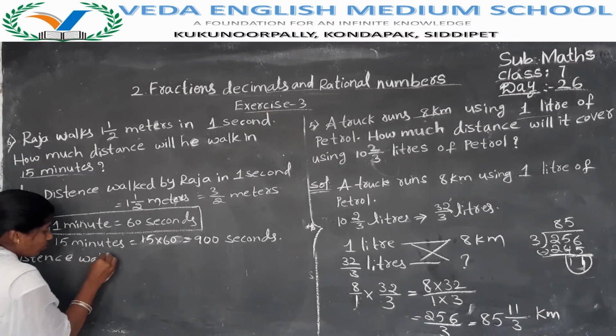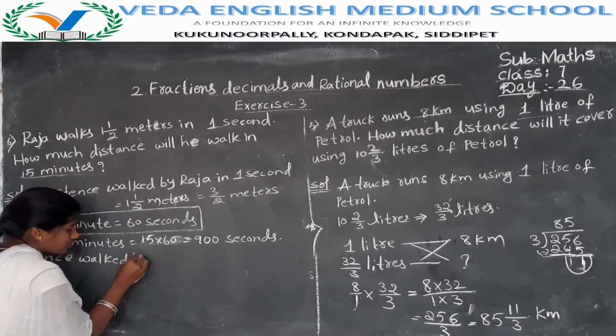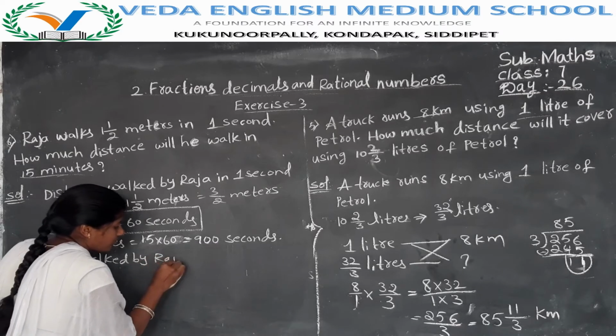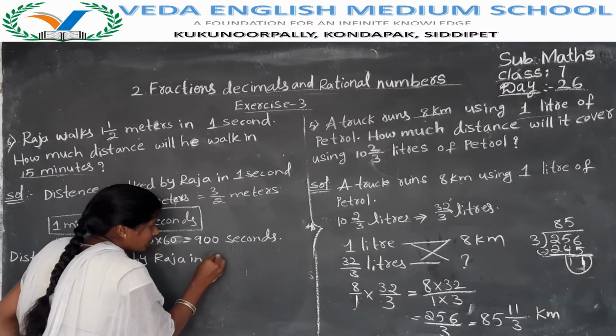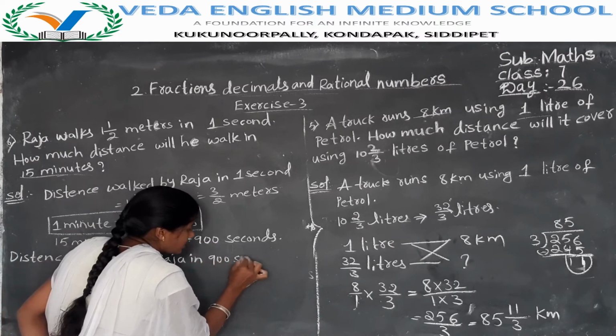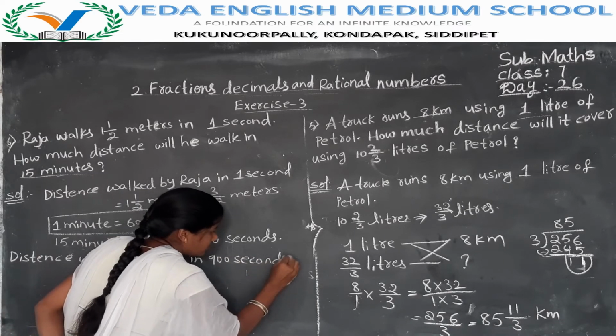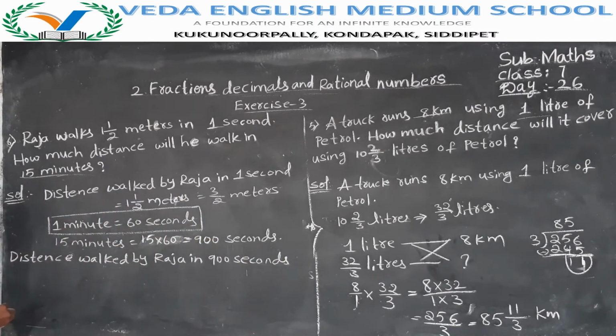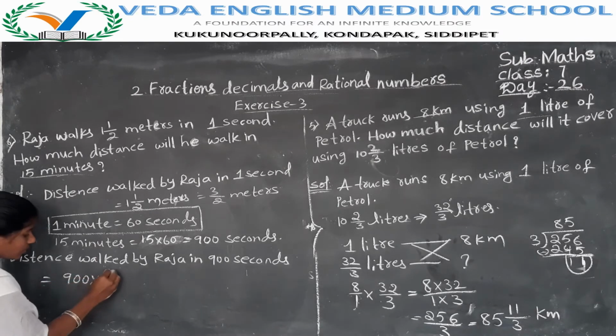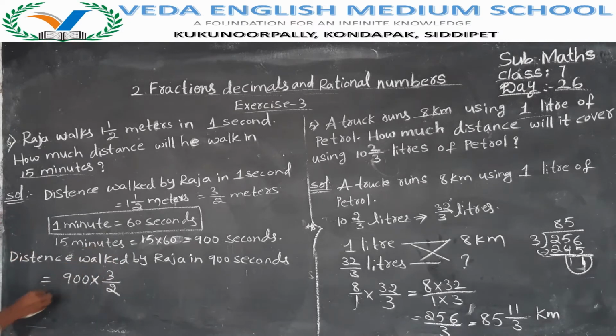Then distance walked by Raja in 900 seconds is equal to 900 into 3/2. Multiplication of whole number with a fraction. Now, if you don't have any denominator, then you have to take the denominator as one.